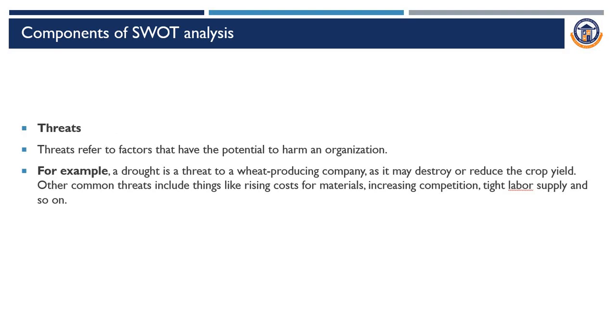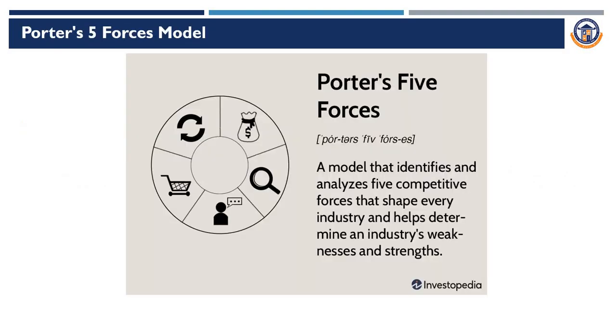So next one is threat. Threats are factors that have the potential to harm an organization. For example, drought is a threat to a wheat producing company as it may reduce the crop yield. Other common threats include rising cost of raw materials, increasing competition, tight labor supply, and so on. These are common examples of threats to an organization.